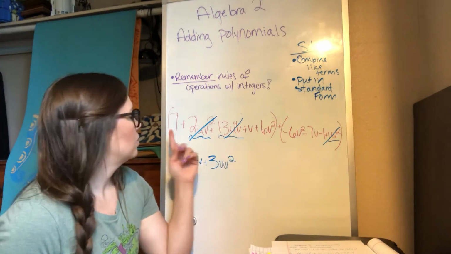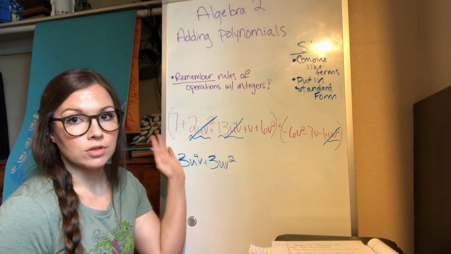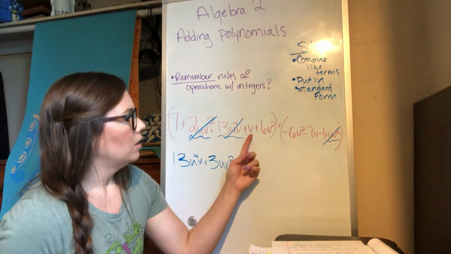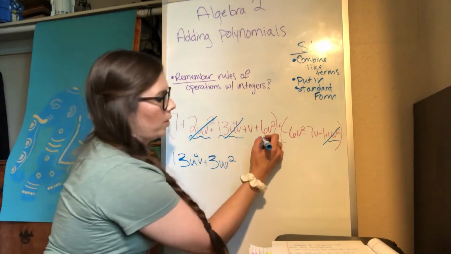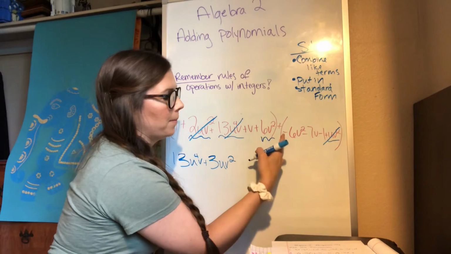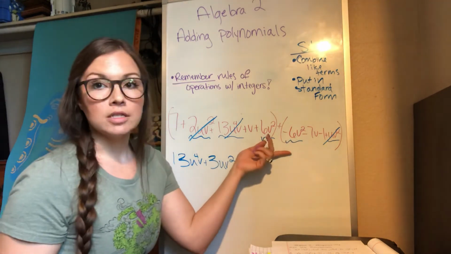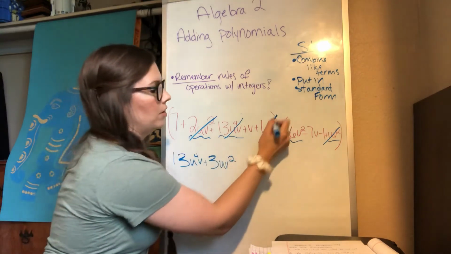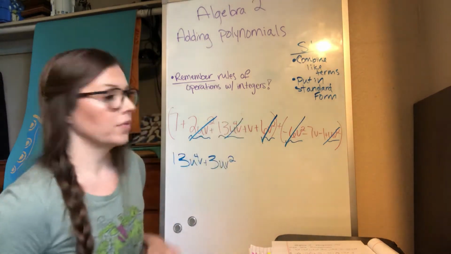Next I have a 7 over here with no exponent, no variable, so that one's going to go last. v is 1, v squared is 2, so our next one's going to be v squared. Positive 6v squared minus 6v squared, or plus negative, means 0. So they cancel each other out. Positive 6v squared and negative 6v squared cancel each other out.